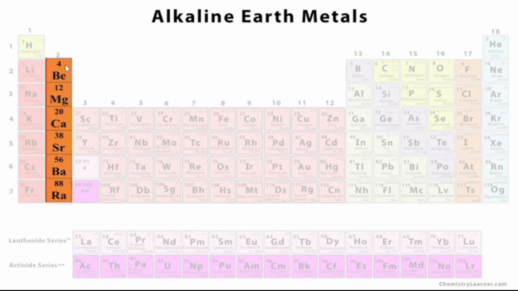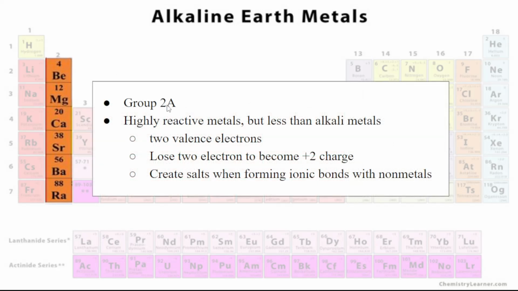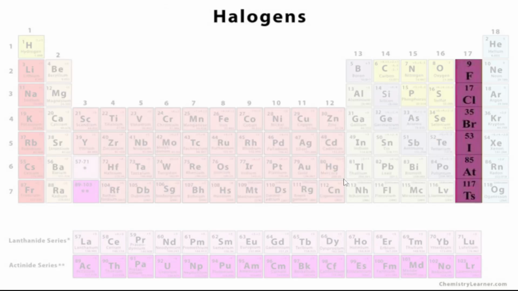Alkaline earth metals. Group 2A. These are also highly reactive, but they're not as reactive as alkali metals. They have two valence electrons, which means they lose those two electrons to become a positive 2 charge. And again, they create salts when forming ionic bonds with nonmetals.